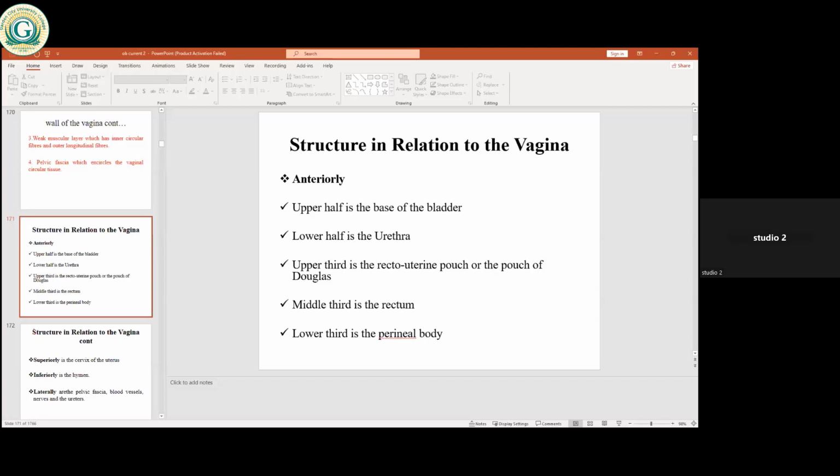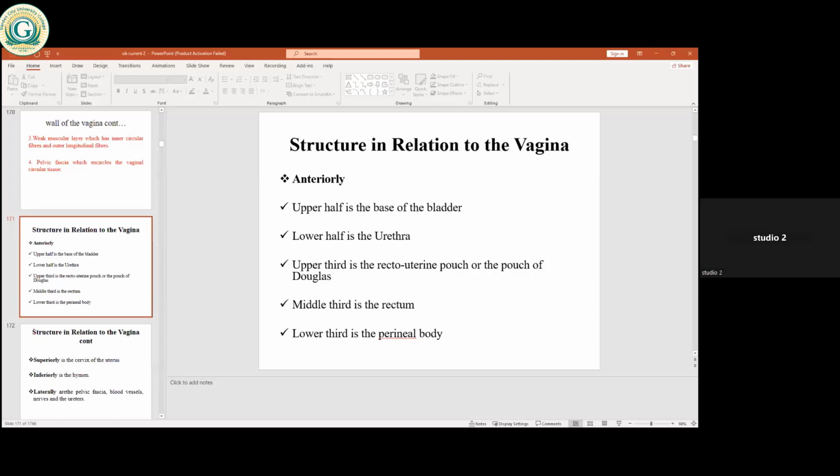We are speaking from the upper vaginal area, where anterior, you have the base of the bladder, then the lower half, you have the urethra. Then posterior, you have the recto-uterine pouch, which we call the pouch of Douglas. And then we have the rectum, that is when the woman is lying down, lying dorsally, where the buttocks are. Then you have the rectum and then the perineal body.